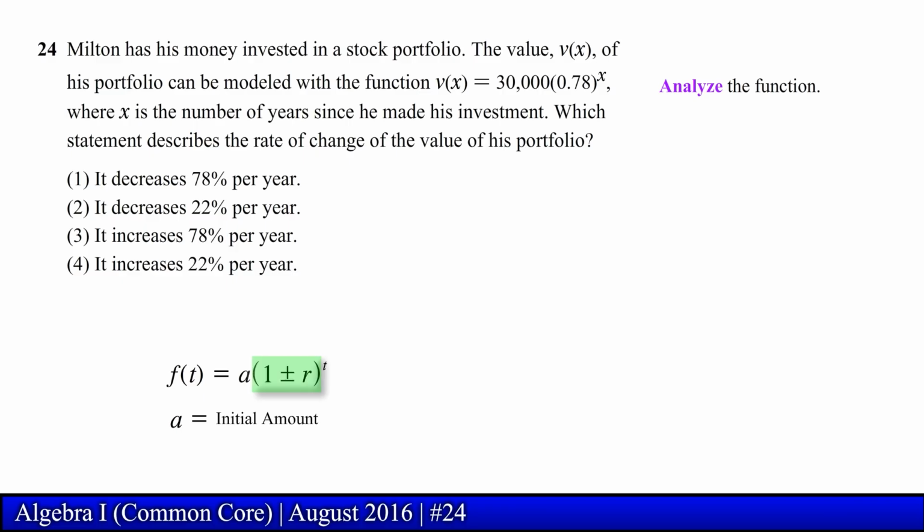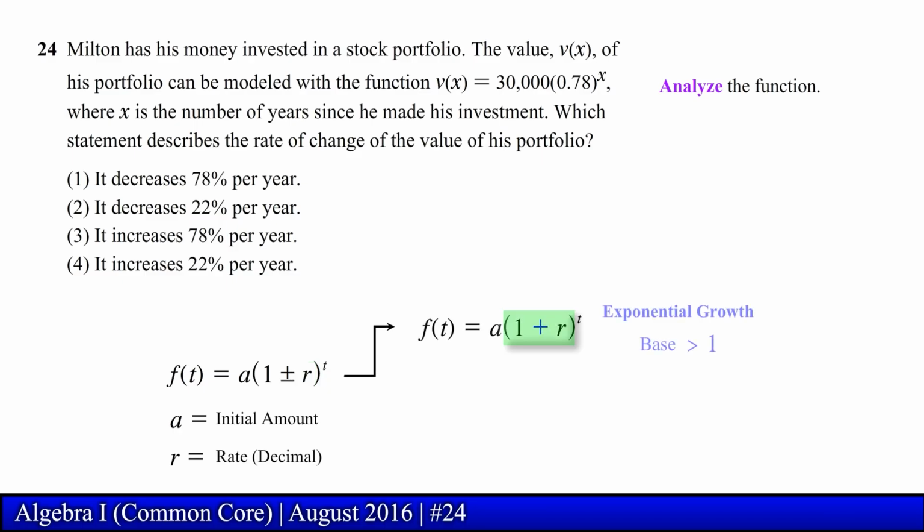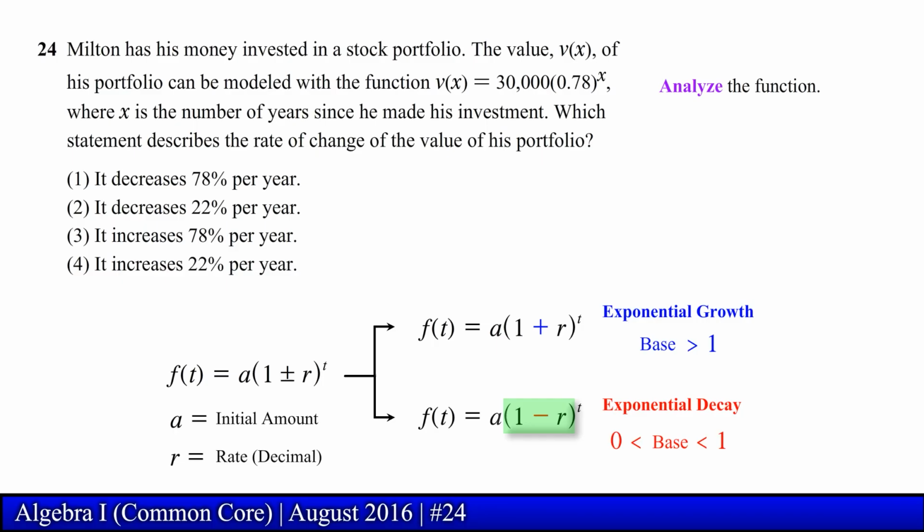The quantity 1 plus or minus r represents the base of the exponential function. In this quantity, r represents either the rate of growth or rate of decay, expressed as a decimal. When the base is a number greater than 1, then the function represents an exponential growth function. If the base is a number between 0 and 1, the function represents an exponential decay function. The function v of x has a base equal to 0.78, a number between 0 and 1. This means that this function is modeling an exponential decay function. So the initial investment is losing value with time.